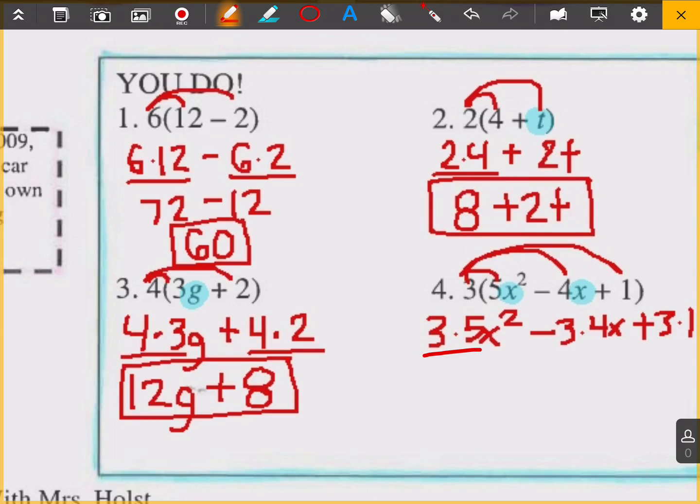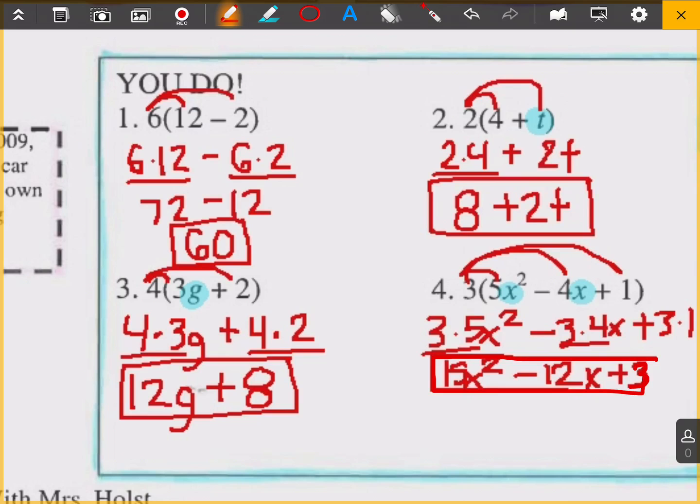We're going to combine the numbers here. So 3 times 5 is 15, and bring down your x squared. Your minus sign comes next, and 3 times 4 is 12. Don't forget that x. Bring down our addition sign, and then 3 times 1 is 3. We can't combine anything here, so that is as far as we could go.